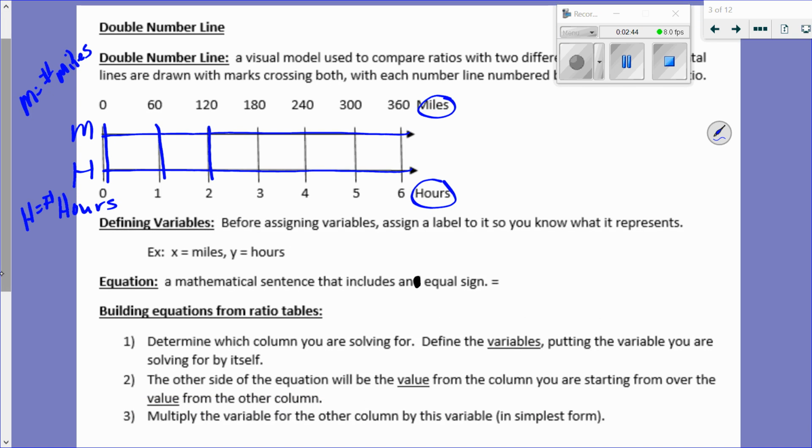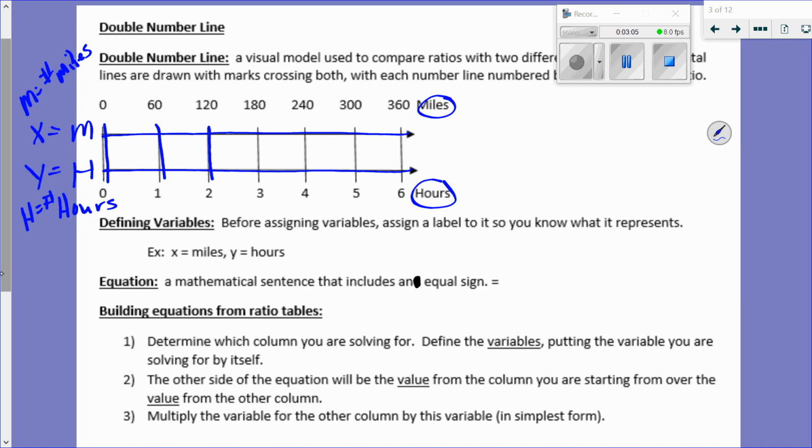Okay, our next one, we've actually done this quite a bit. We're giving you the formal definition. That's defining your variables. Before assigning a variable, assign a label to it so you know what it represents. So, for example, in our double number line, I could say that X is miles, so this is X, Y is hours, so this would be Y.